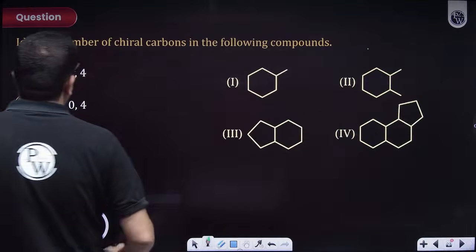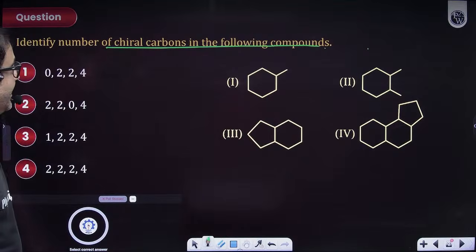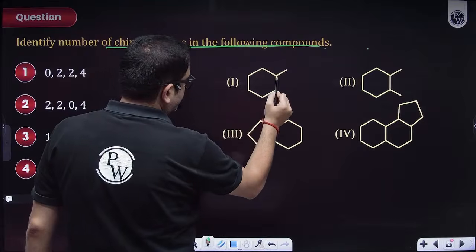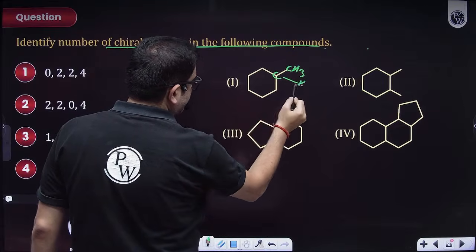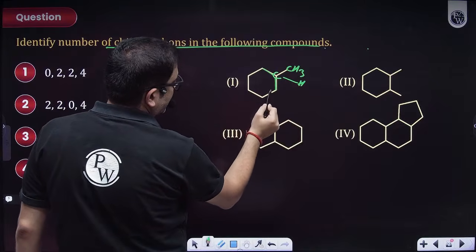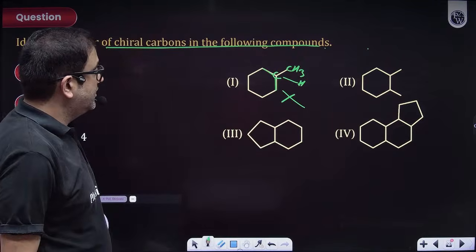So let's explore. Identify the number of chiral carbon atoms in the following compound. Sir, everything is CH2. Only this carbon I can see having CH3, having H. But, sir, this bond and this bond are the same, because CH2, CH2, then I'll be meeting the same. Because two bonds are the same, no chiral center.